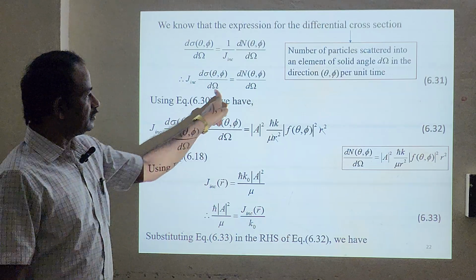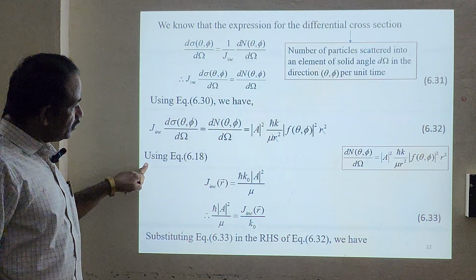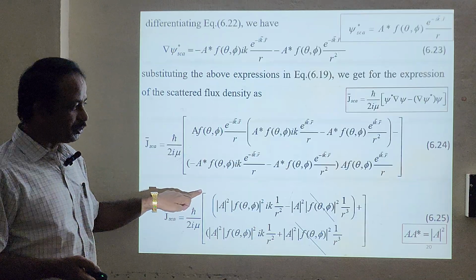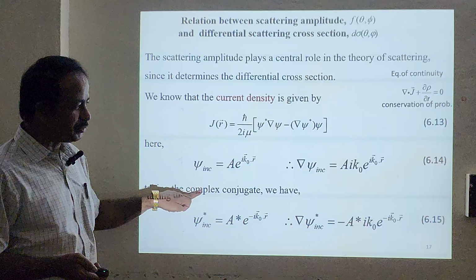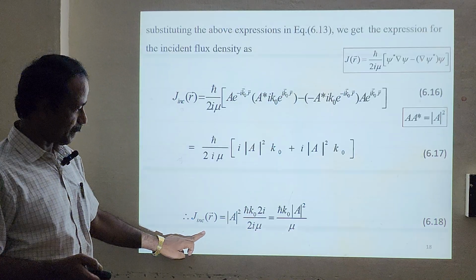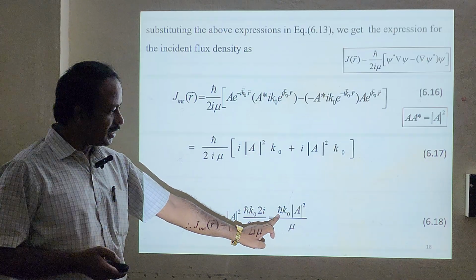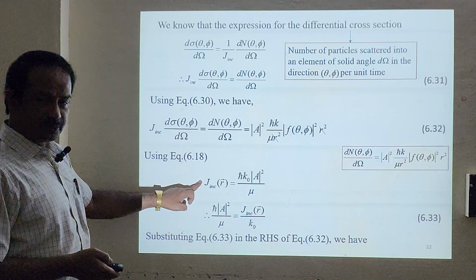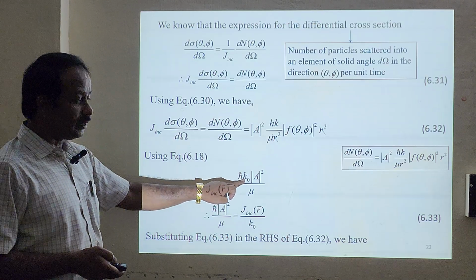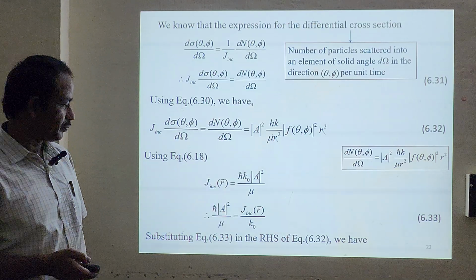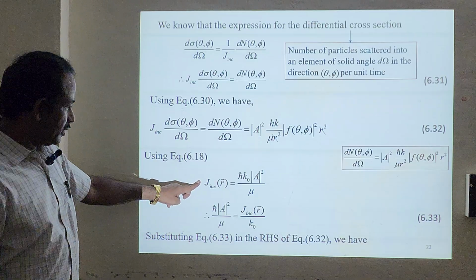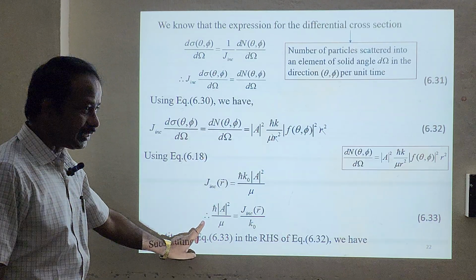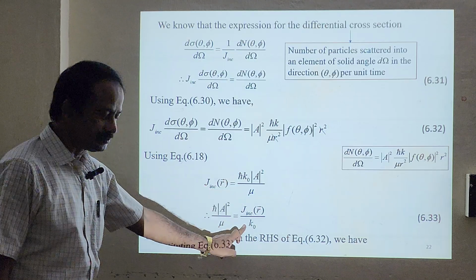Now you just have to use equation 6.18. I have already told you that we will be using 6.18. Can you remember? J incident equals ħ k naught mod a squared by μ. So J incident will be ħ k naught mod a squared by μ. Now just take ħ a squared by μ to this side, so J incident divided by k naught.